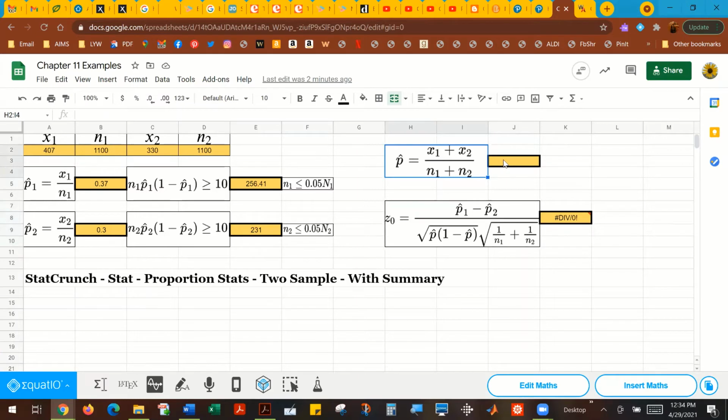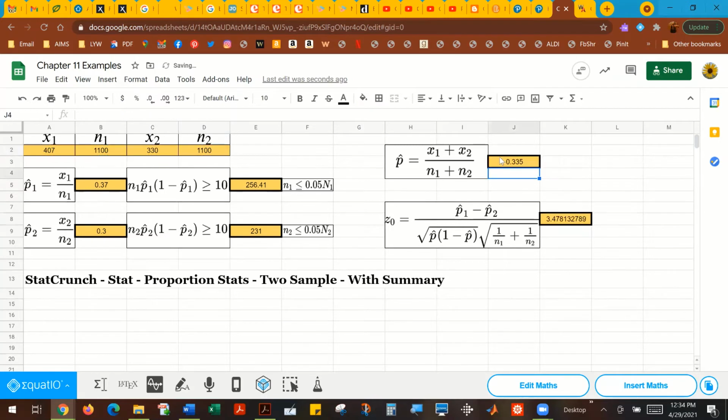As you look at the formula, this is where you add both the X1 and X2 values on top. I'm going to put that in parentheses. So again, just click on the cell for X1 plus X2, close parentheses. So that's my numerator. And then we divide this by the denominator, which is N1 plus N2. So again, I'm going to put that in parentheses. So N1 plus N2, close our parentheses, hit enter. And you can see that's what our P hat value is.